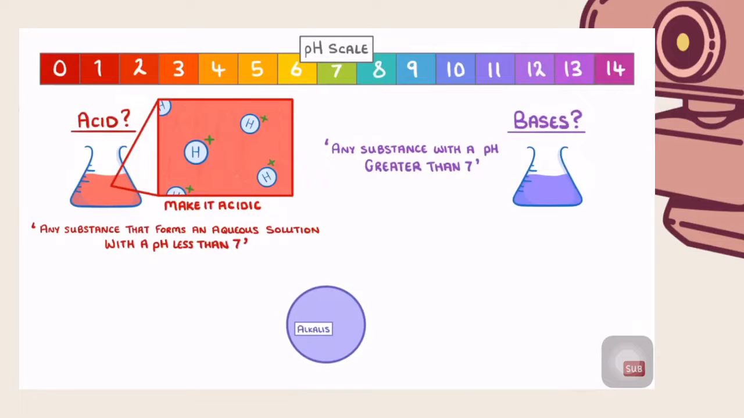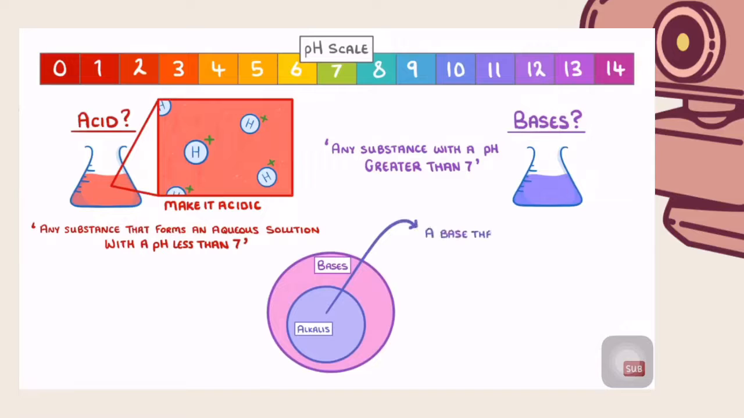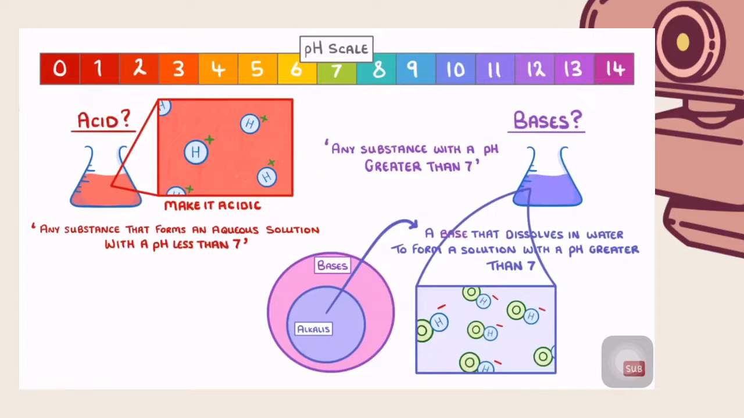Meanwhile, alkalis, which we mentioned before, are actually a subgroup of bases that are soluble in water. So we would say that an alkali is a base that dissolves in water to form a solution with a pH greater than 7. And these alkalis form OH- ions in water, which we call hydroxide ions.